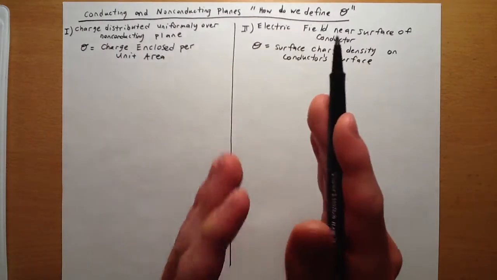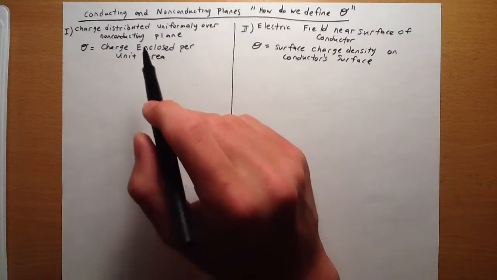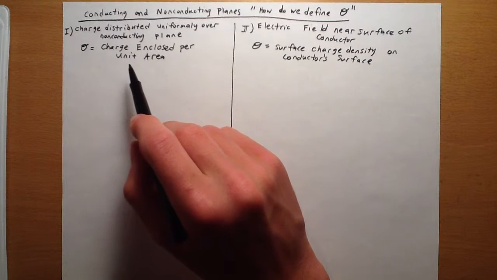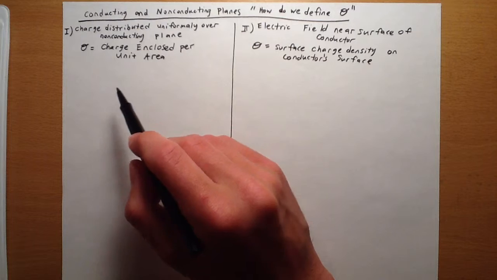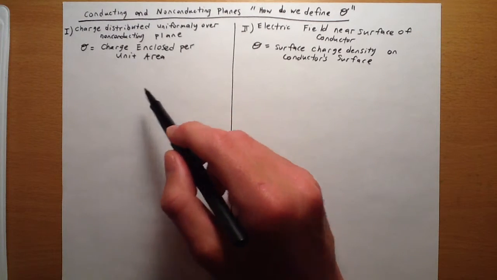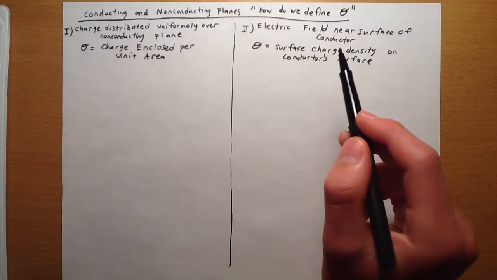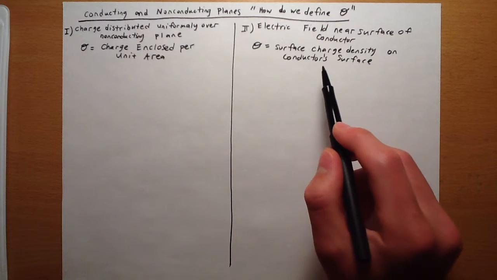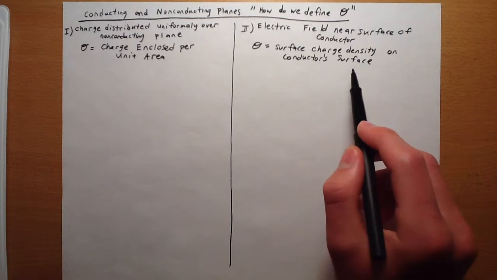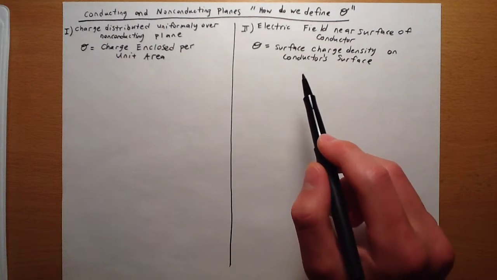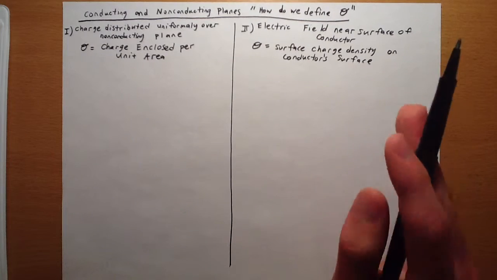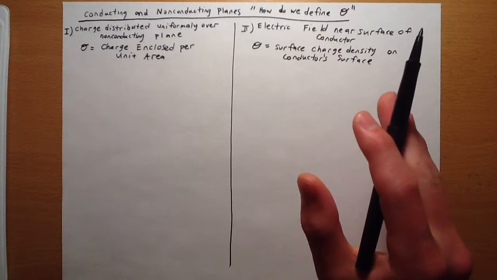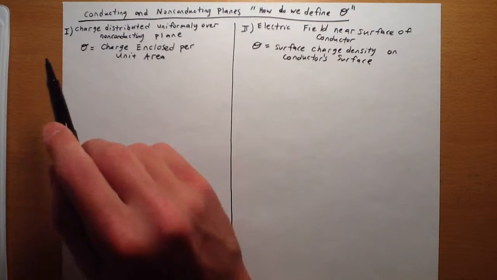Now, you know a plane has two sides, which means that if we have the charge enclosed per unit area, that's applying the charge for both sides. But we have another version of omega, and that's for the surface charge density on the conductor's surface. And this is telling us what the charge density is going to be just on one surface, not both surfaces, just on one. We're going to start with condition 1.